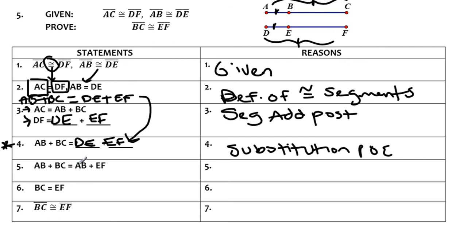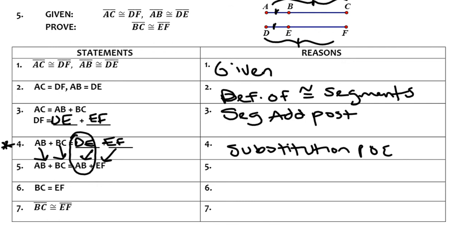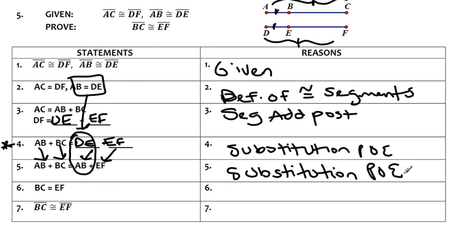Okay, moving on, we have AB plus BC equals AB plus EF. Well, the AB stayed the same, the BC stayed the same, the DE changed to AB, and the EF stayed the same. So we need to figure out what allowed us to change DE into AB. Well, we're going to come back up here. Let me make this a little bit cleaner for you. Up here is what's going to allow us to switch DE with AB, because we said that DE equaled AB. So I'm changing this DE here with what it equals, which is AB. I'm replacing it again. So that is my substitution property again.